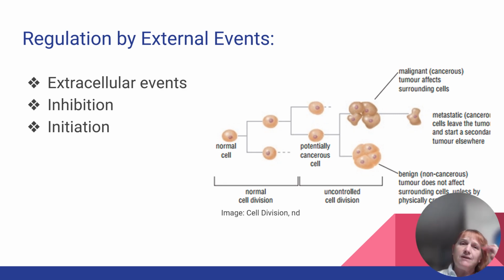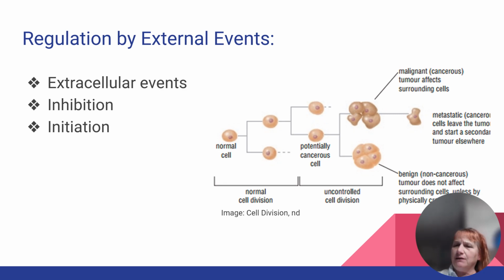Regulation by external events. Extracellular events inhibit and initiate what's happening. Cell division is both initiated and inhibited by extracellular events at the onset of the replication process. One such event could be the death of nearby cells or the release of HGH, which is the human growth hormone. A lack of human growth hormone can inhibit cell division, which could lead to dwarfism. Or too much human growth hormone could lead to gigantism.